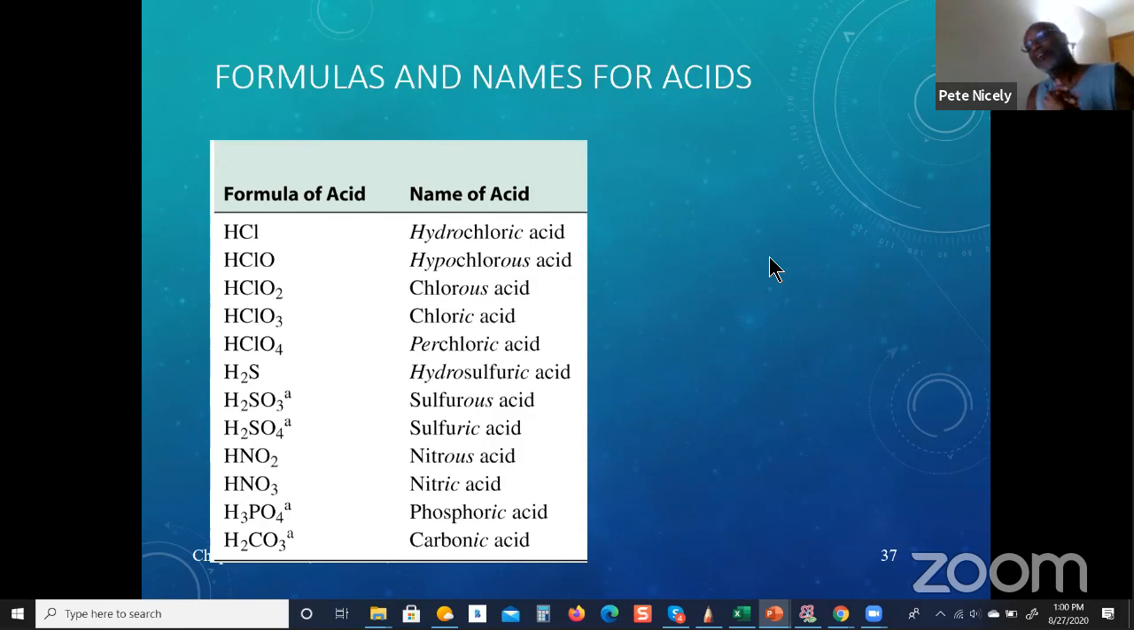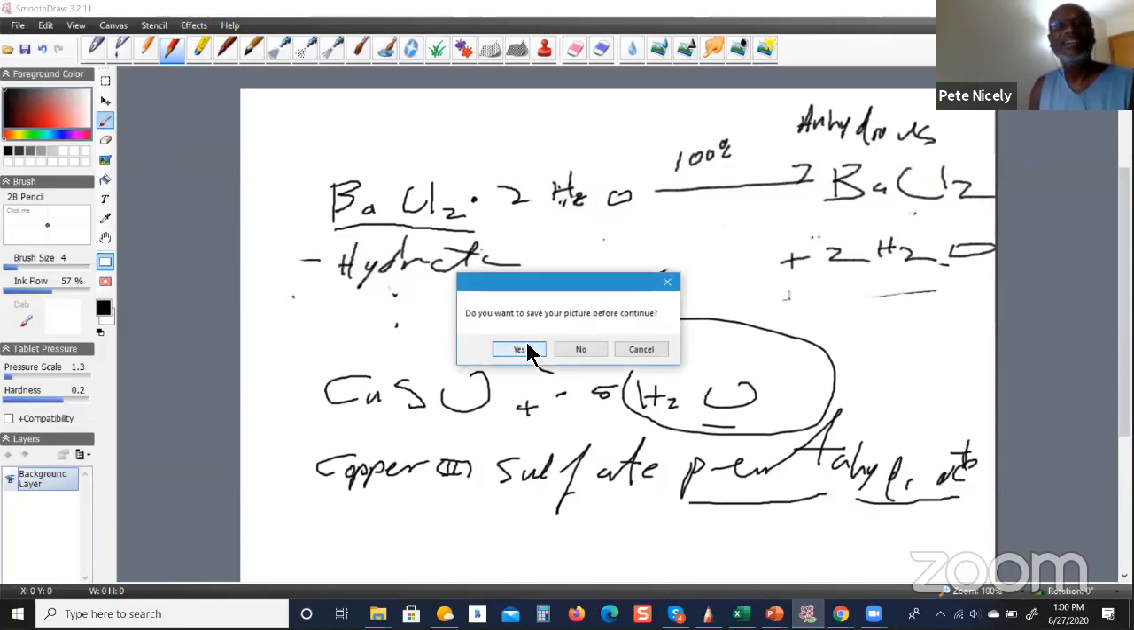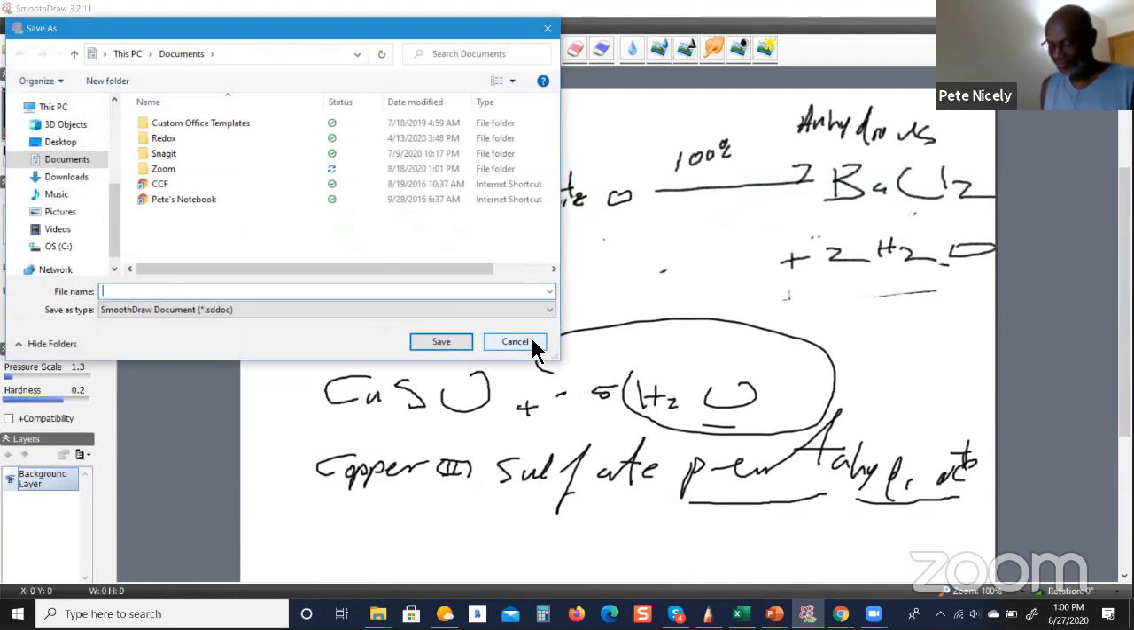Now, there are a couple of types of acids, and let me see if I can get this thing working because this is really annoying me. Let me do this again. I don't know why this is acting up.